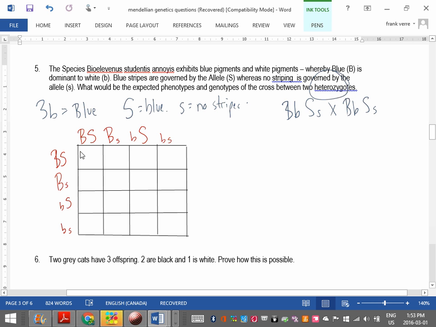Okay, so what do we got here? Let's think about the possible phenotypes, okay? Big B equals blue. Okay, so the blue is the big B, and the little b is what? White. Okay. Big S is blue stripes, and the little s is no stripes. Okay, so what are the possibilities?